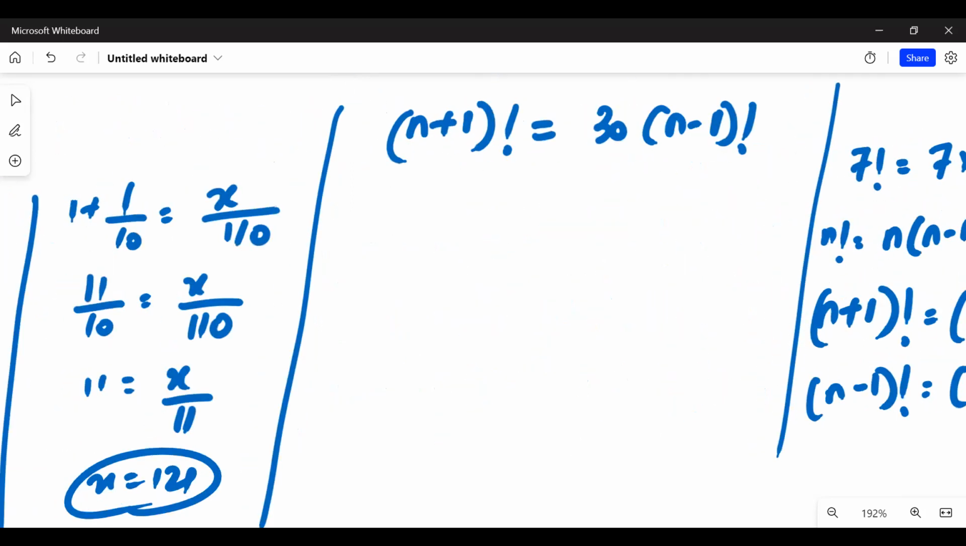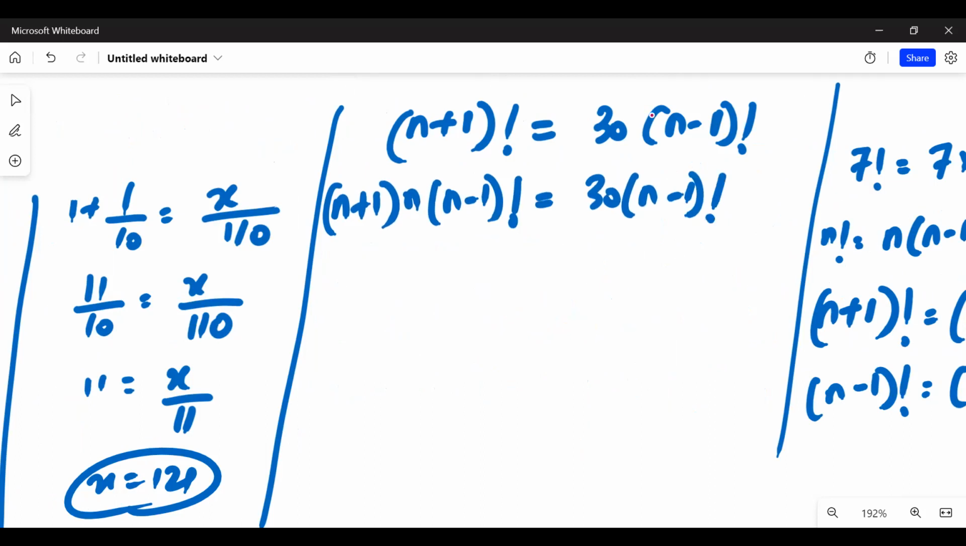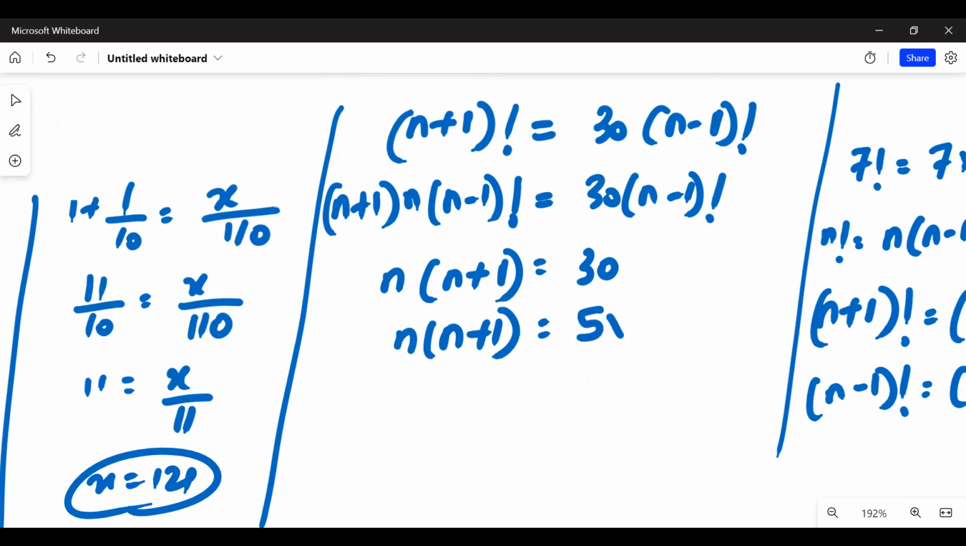I can write this as n plus 1 into n into n minus 1 factorial is 30 into n minus 1 factorial. n minus 1 factorial cancels. n into n plus 1 is 30. I can write 30 as 5 into 6. What is your n value, guys? Your n value is 5.